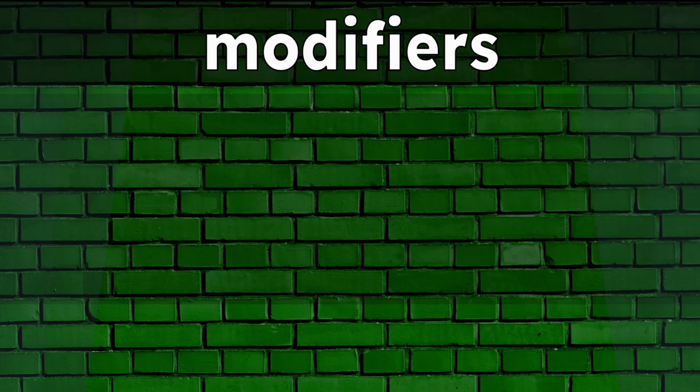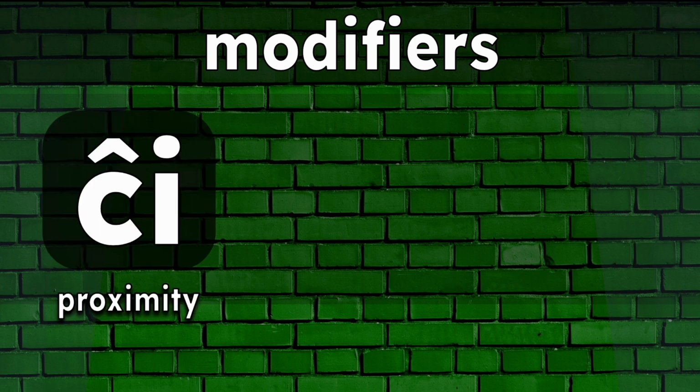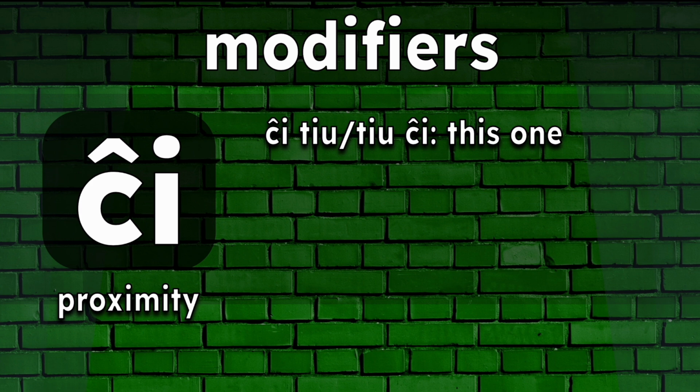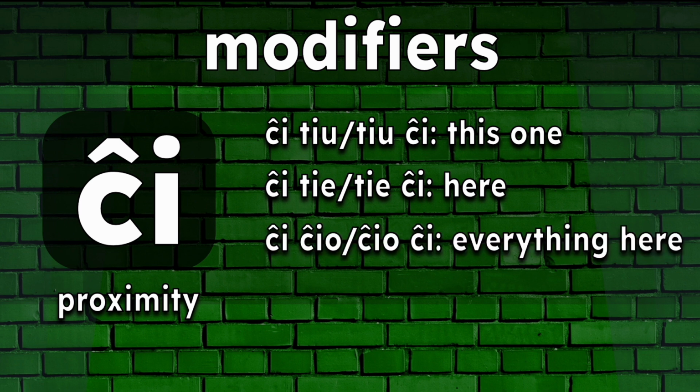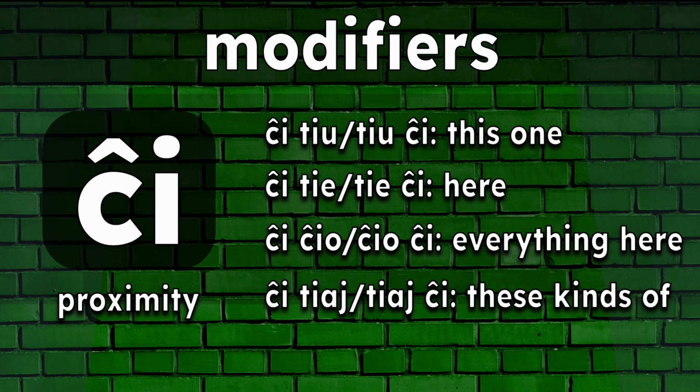We can also use modifiers with correlatives to add nuance. Ĉi is for proximity. For example, ĉi tiu or tiu ĉi means this one. Ĉi tie or tie ĉi means here. Ĉi ĉio or ĉio ĉi means everything here. Ĉi tiaj or tiaj ĉi means these kinds of.